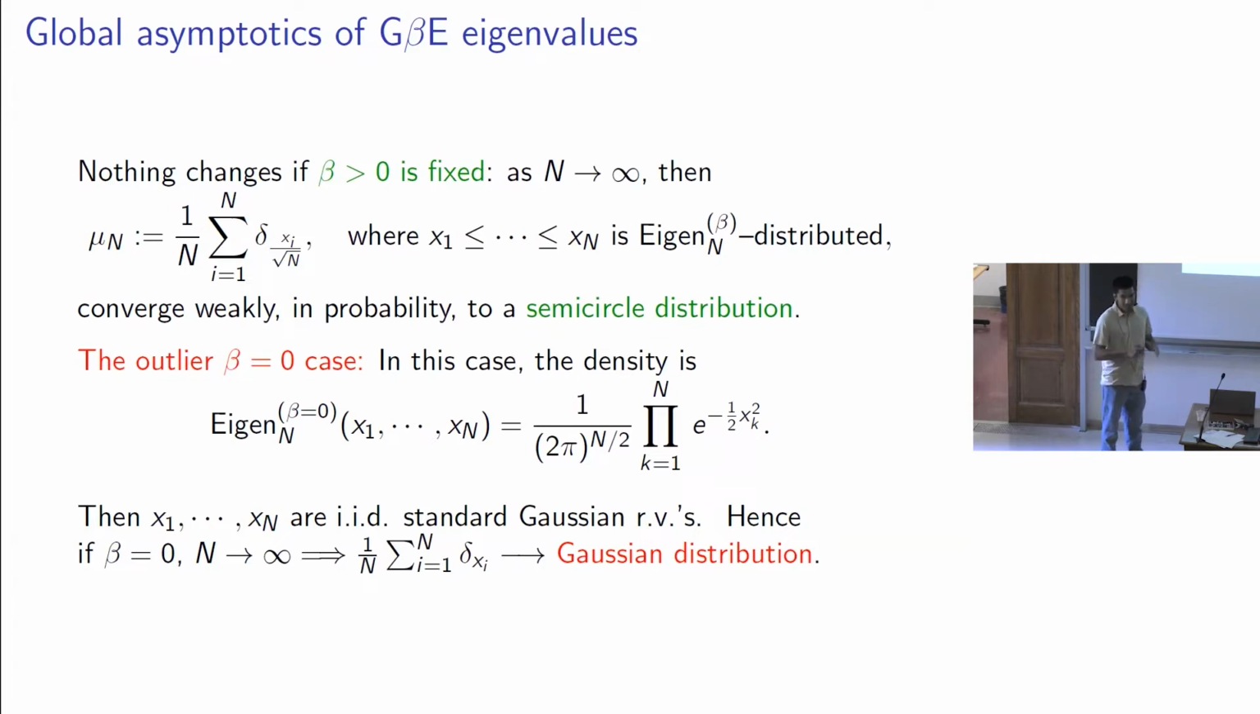So there's kind of a jump. When beta is equal to 0, I have the limit, which is the Gaussian. When beta is positive, I have the semicircle distribution. So for any positive beta, you have the semicircle distribution. So the next theorem, which is one of our results, is a bridge between these two. Beta will go to 0 at the same time as n goes to infinity.